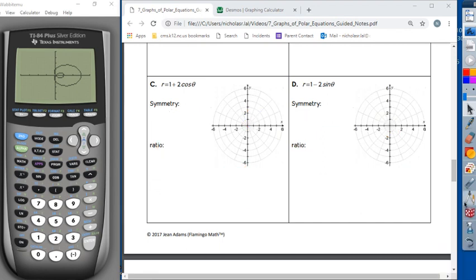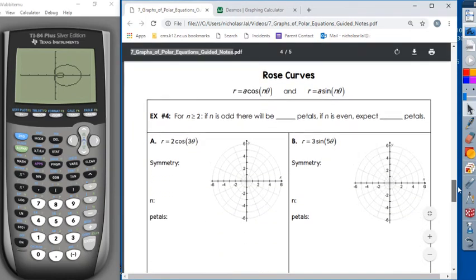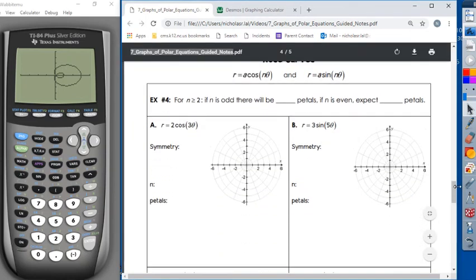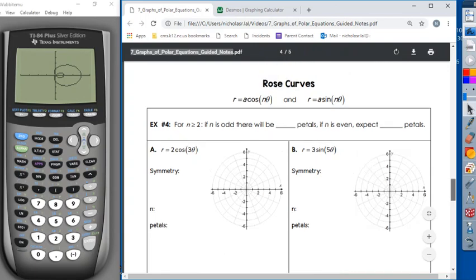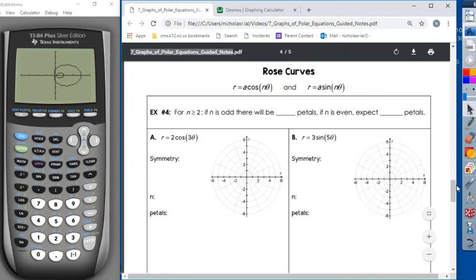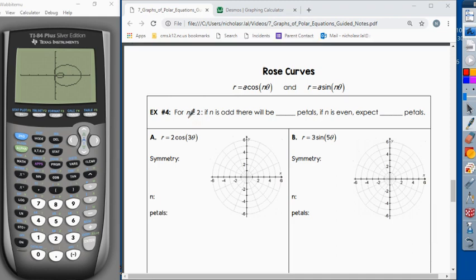Rose curves is the next section. So with rose curves, they take the form r is equal to a times the cosine of n times theta, and r is equal to a times the sine of n times theta. For when n is greater than 2, if n is odd, there will be n petals. If n is even, expect 2n petals.